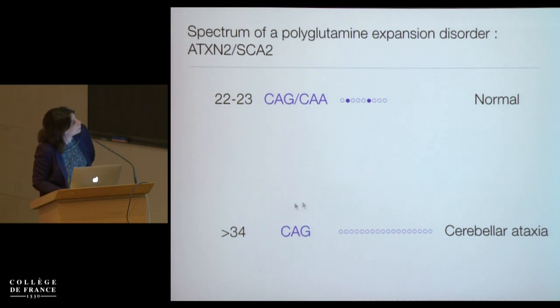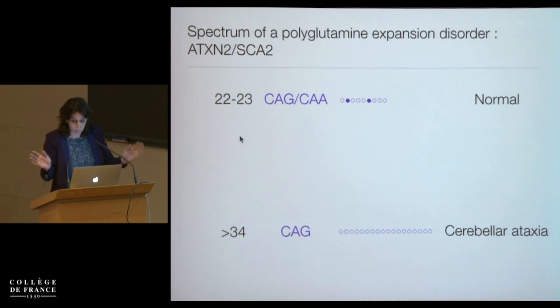So if you take SCA2, for example, which is responsible for one of the polyglutamine ataxias, it also has a CAG repeat expansion, which is polymorphic in the normal population, but very well conserved, usually between 22 and 23 repeats and not more, and it's interrupted. So that's normal, what you all have in 2 copies.